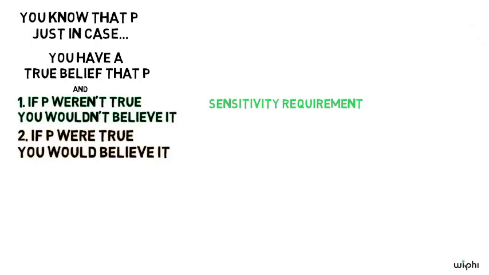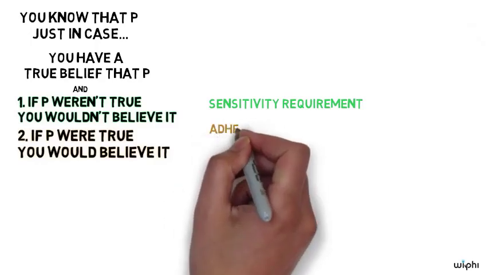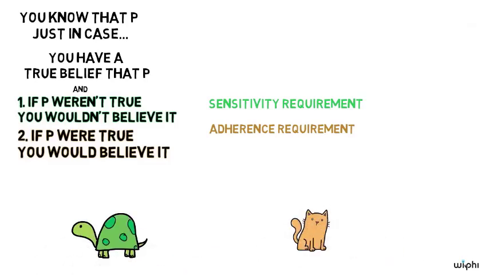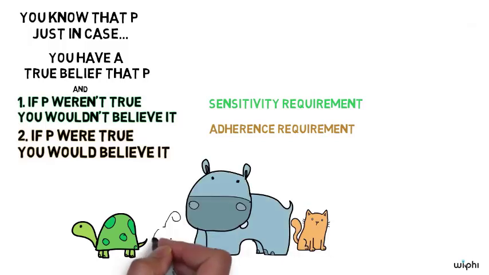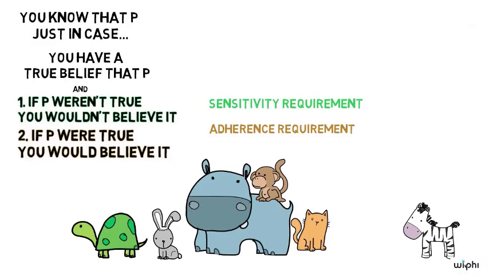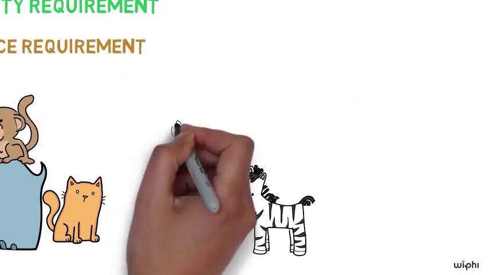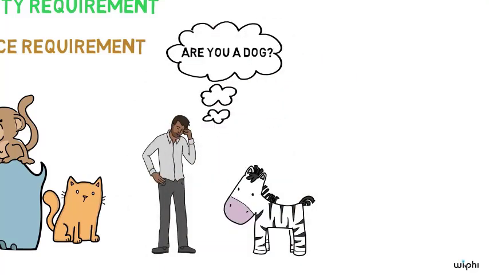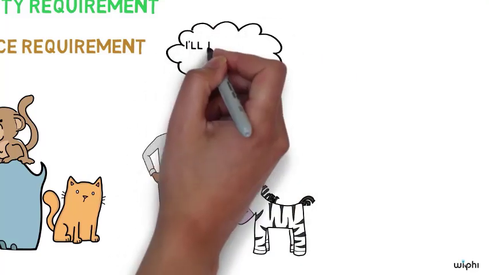The second conditional is a little trickier to understand at first. It's called the adherence requirement. Here's an example of how it's supposed to work. Suppose you're just really bad at recognizing different animals. You've got no idea what anything looks like. Somewhat embarrassingly, you have no idea what zebras look like. When you happen upon the zebra in the zoo, you think to yourself, well, I'm just going to guess what kind of animal that is.